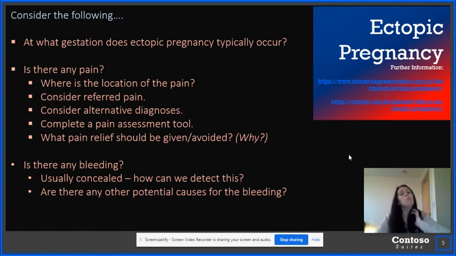So, when it comes to ectopic, when will that typically occur? Do you know? Okay, well, I know because I wrote it down. It's usually within the 4th to the 12th week. So, first trimester is usually when we see ectopic pregnancy. Do you guys know what it actually is? You know, we bandy around this phrase quite a lot, but some people aren't really sure what an ectopic pregnancy is. So, if you don't know, it's time to pause and look it up.